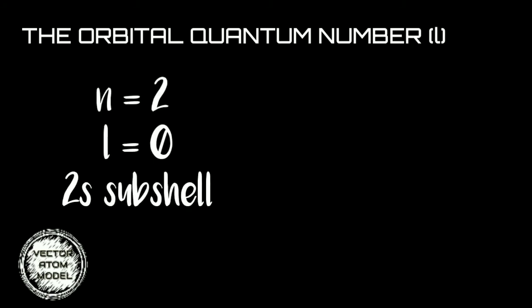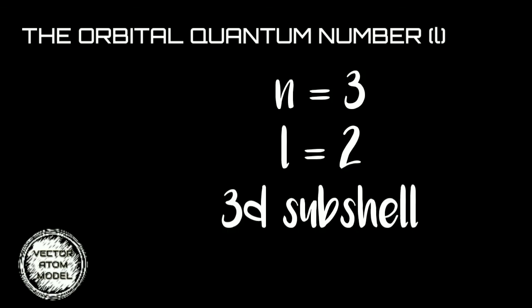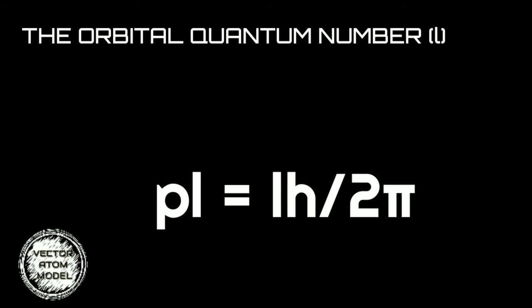Thus, for n equal to 2 and l equal to 0, the electron is said to be moving in the 2s subshell. If n is equal to 3 and l is equal to 2, it is moving in the 3d subshell. The electron with orbital quantum number l is said to have an orbital angular momentum Pl that is given by Pl is equal to l h by 2 pi.